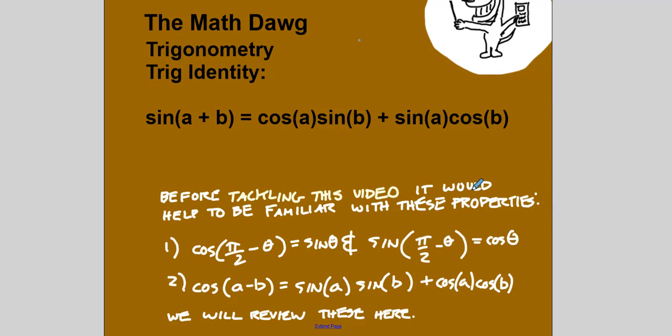Now before tackling this video, it would be helpful to be familiar with these properties. Cosine of pi over 2 minus theta equals sine theta, and sine of pi over 2 minus theta equals cosine theta, and the cosine of a minus b equals sine of a times sine of b plus cosine of a times cosine of b. I'm actually going to review all these here. I have other videos with these proofs done.